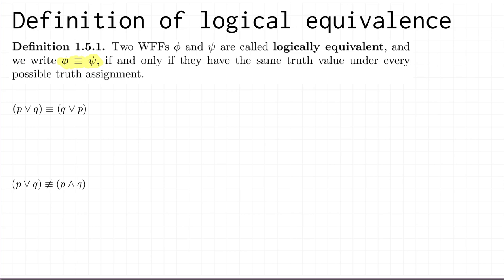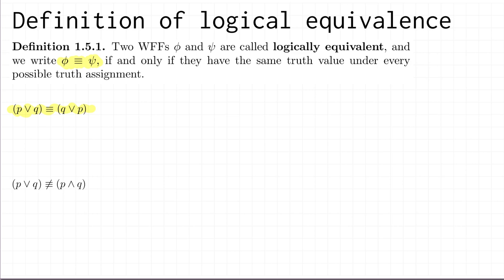So let's look at a really simple example of two logically equivalent well-formed formulas. So my first example here is this one, where I claim P or Q is logically equivalent to Q or P. So how might we prove this then? We have to show that for every truth assignment on the variables P and Q, those two well-formed formulas get the same truth value.